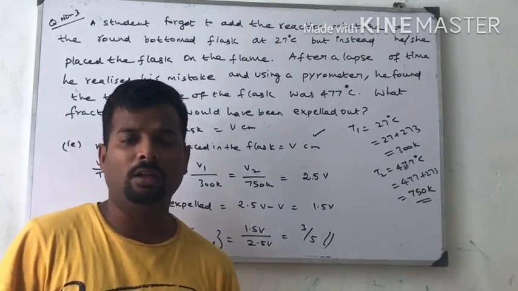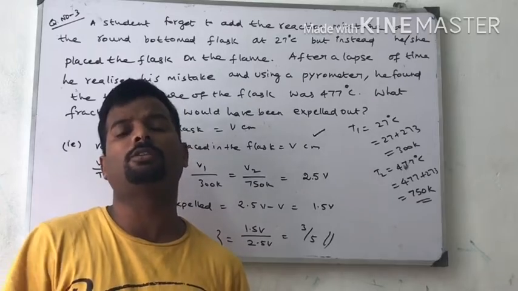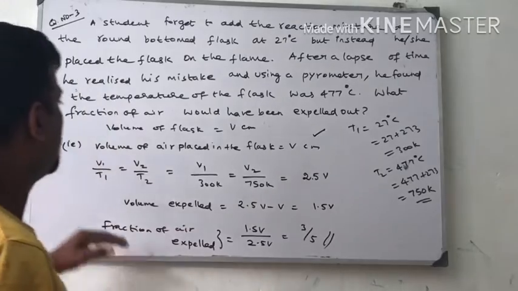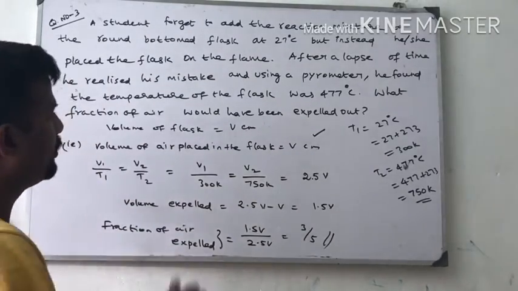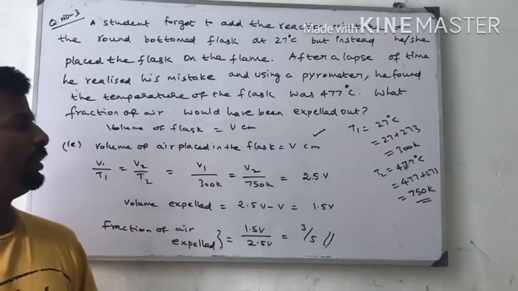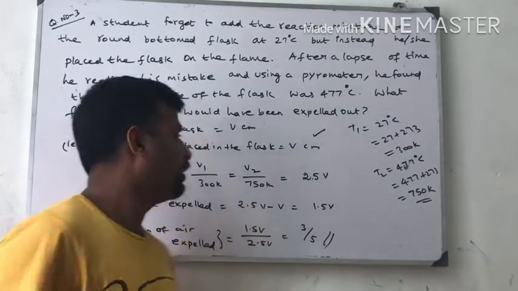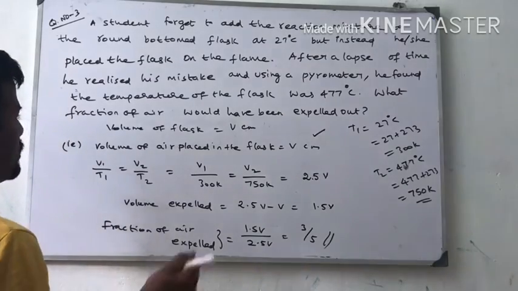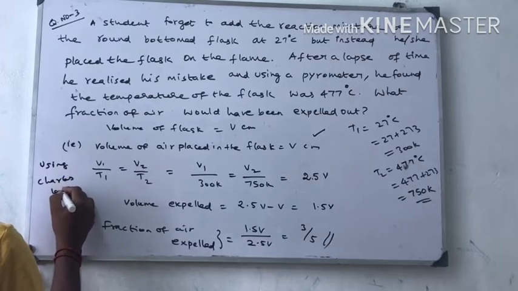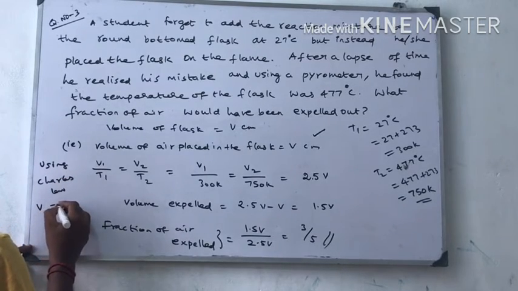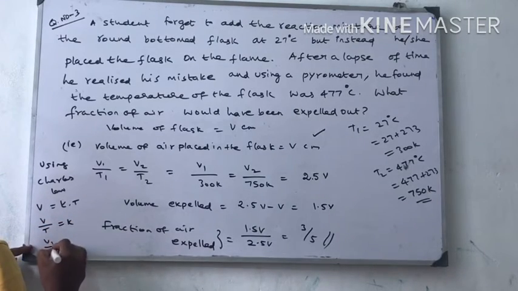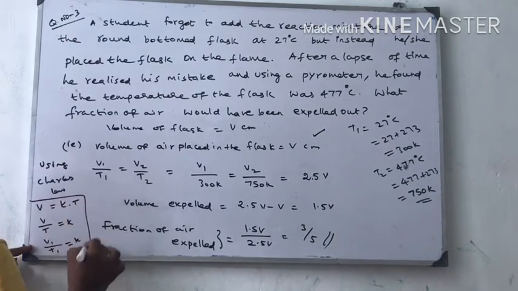According to Charles' law, if you increase the temperature, the volume also increases. How much the volume increased is the question they asked. But the volume should be assumed as V centimeter cube, because we don't know the actual volume. That is why we assume the volume as V. Using Charles' law, V is equal to K into T, so V by T is equal to K, V1 by T1 is equal to K. These are the terms we learned.